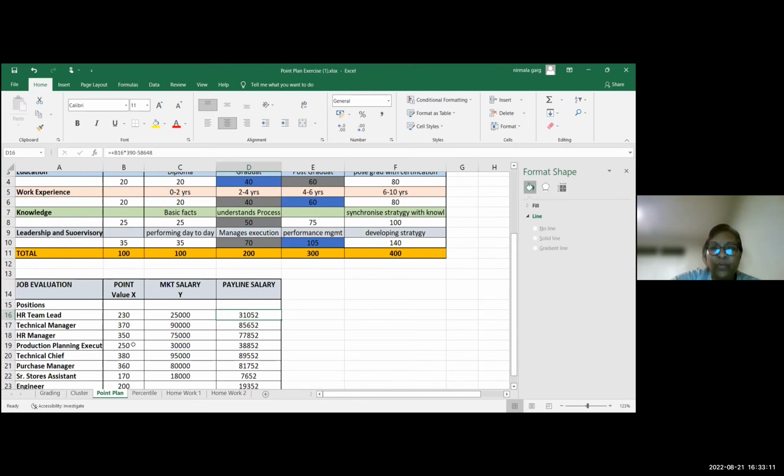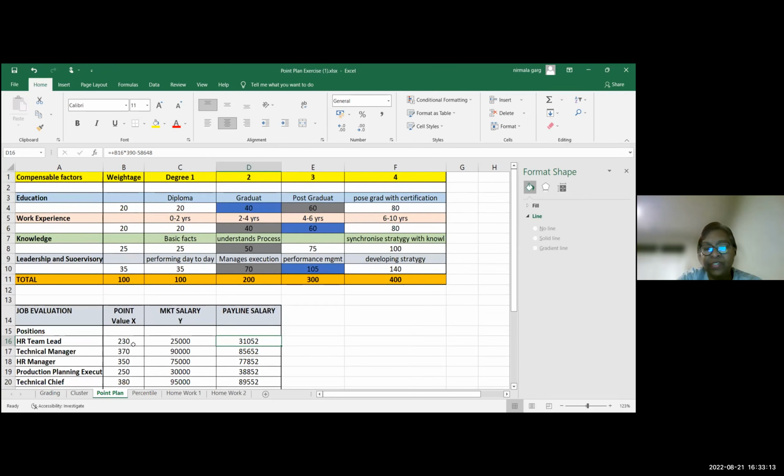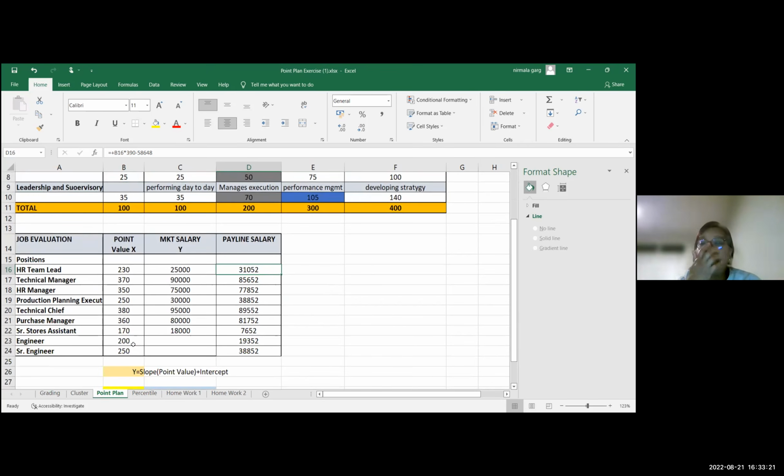this first step is over. If you want, you can take a snapshot of this. Then what are we going to do? The process: I have the point values for all the positions. I have to get market data, right? Okay. So this is the market data.